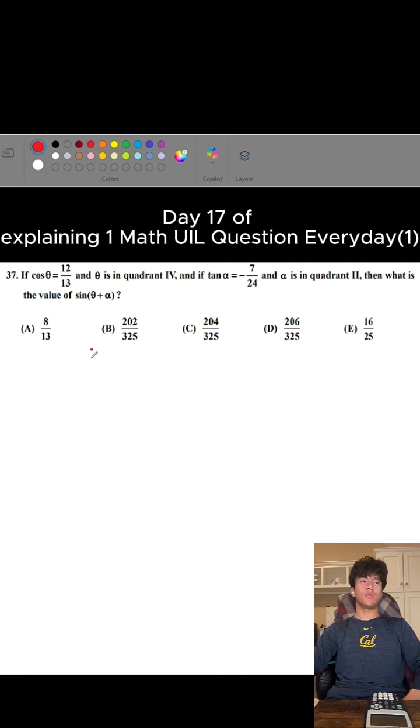For this type of question, we want to know what we want to get. It asks you about sine theta plus alpha. Remember, how do you transform these type of equations? Sine of an angle plus another angle will be sine of one of the angles times cosine of the other angle, plus sine of the other angle times the cosine of the first angle.